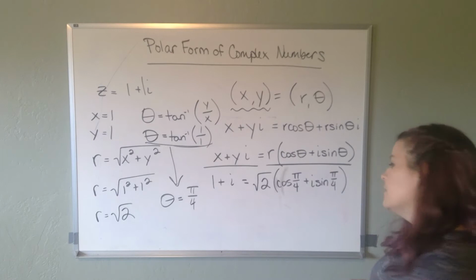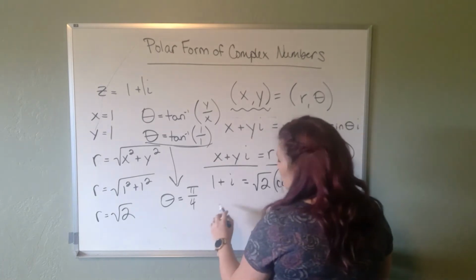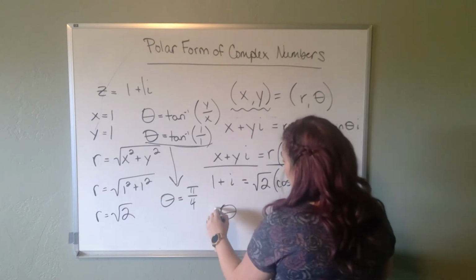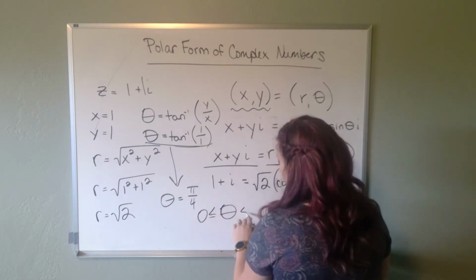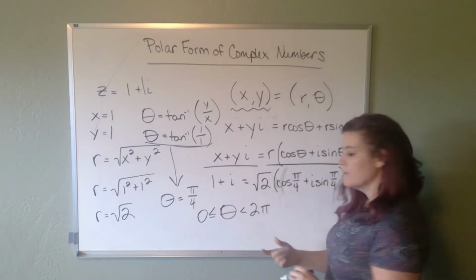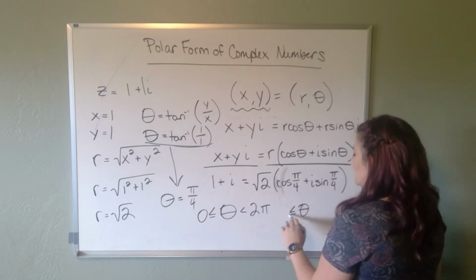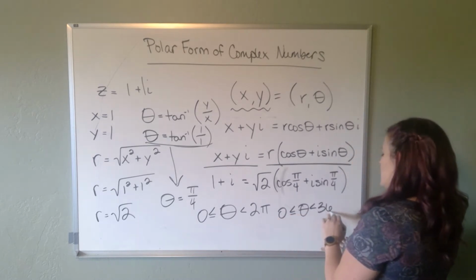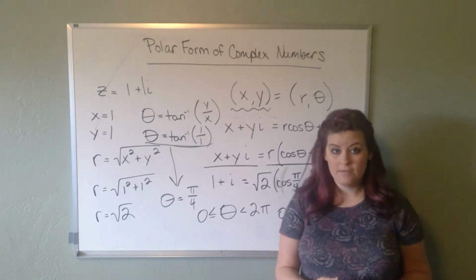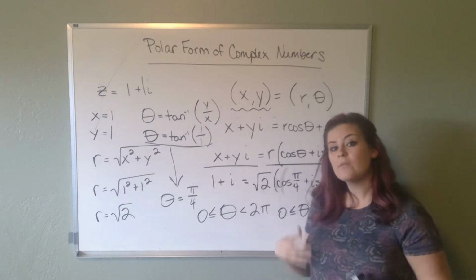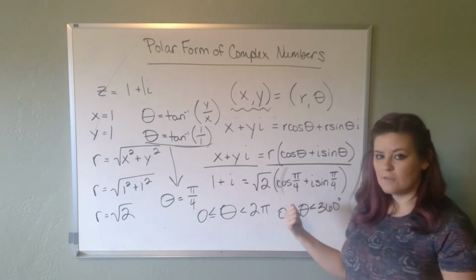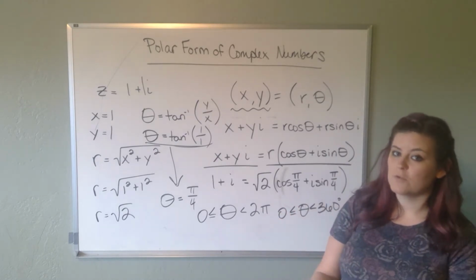One thing I want to mention before we move on to another example is when you're in polar form, theta has to be between 0 and 2 pi in radians, or in degrees, it would be between 0 and 360. So notice here, theta needs to be positive within one rotation. So if we ever get an angle that's not positive, we're going to actually have to make it positive to write it in the polar form. So just keep that in mind as we do some more examples.